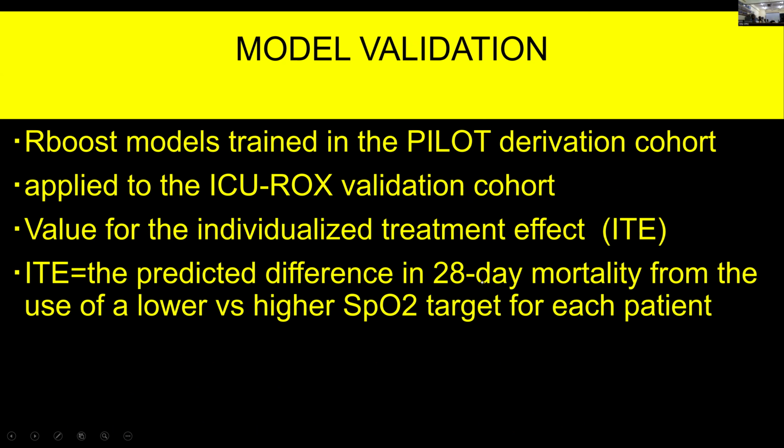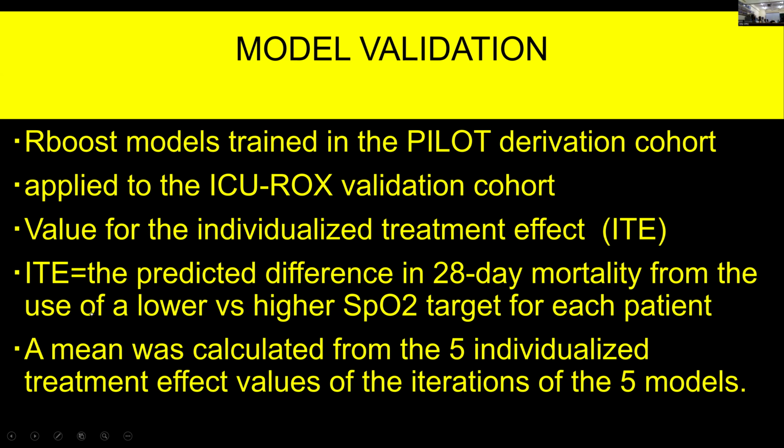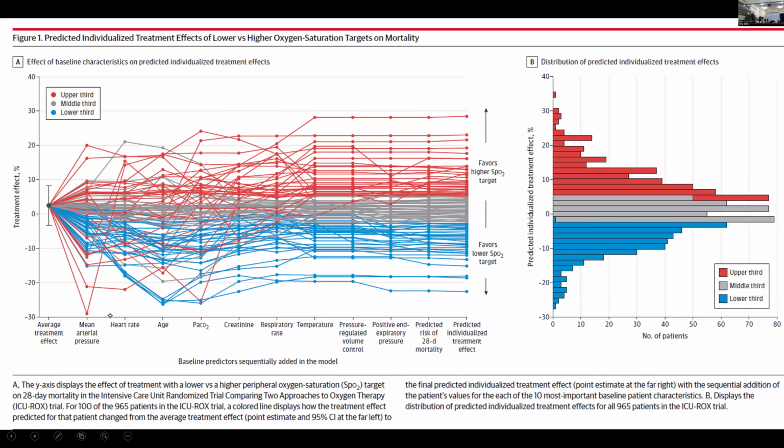So the predicted difference in 28-day mortality was the main outcome. And the question was lower versus higher oxygen targets. Okay. Now this looks like a complicated figure. I'll take you through it slowly.